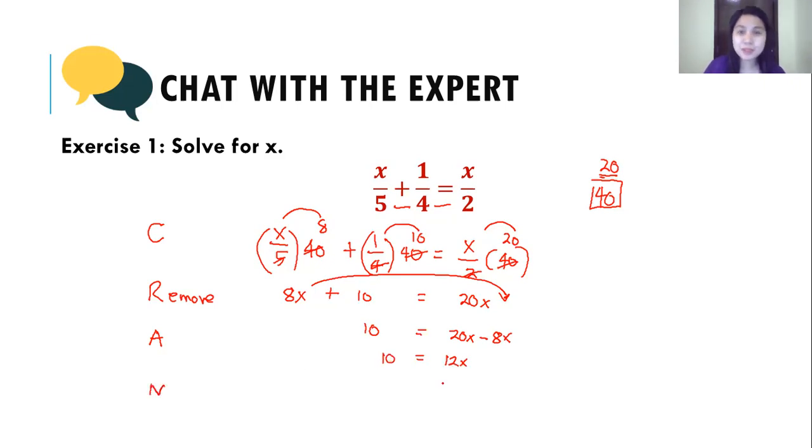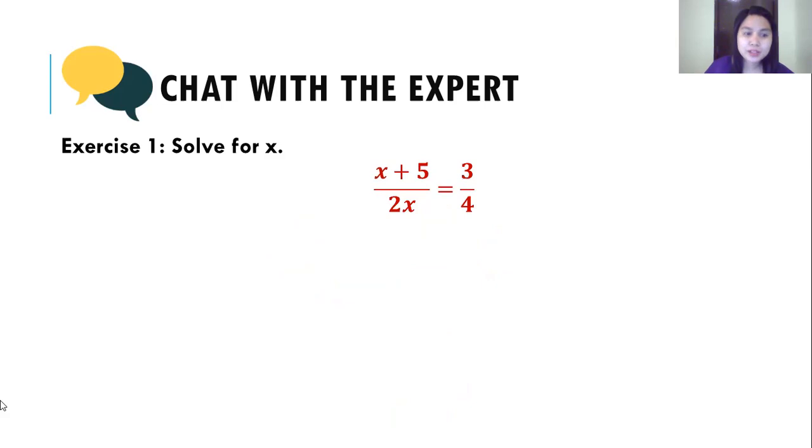M is multiply or divide. So we divide both sides by 12. Our x is 5 over 6. This is now our first answer. Any questions? None, ma'am. Okay, thank you. Let's go to the second one.